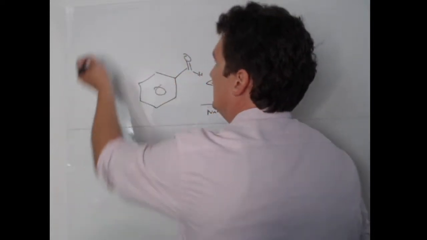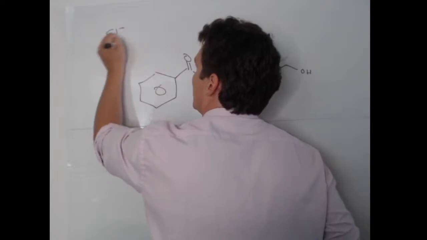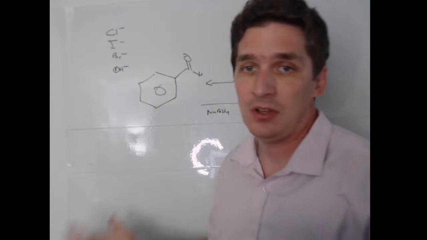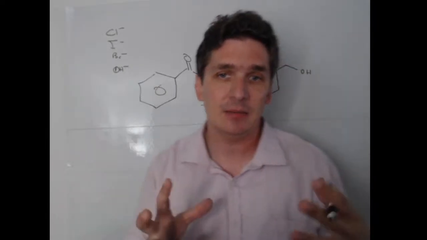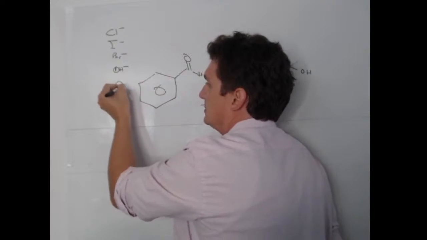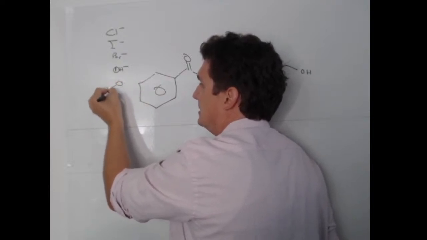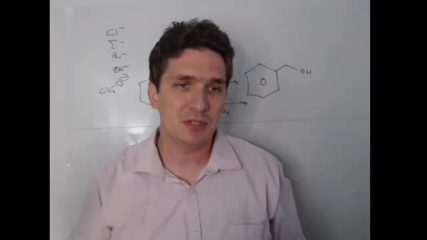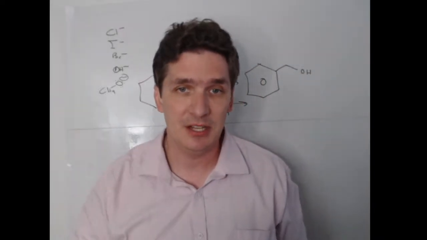So something like chloride, iodide, bromide, hydroxide, these are all small. Teeny tiny atom, just single atom groups. The biggest I would say you could get to is methoxide. That's 4 atoms. So methoxide will probably do substitution more than it does elimination.